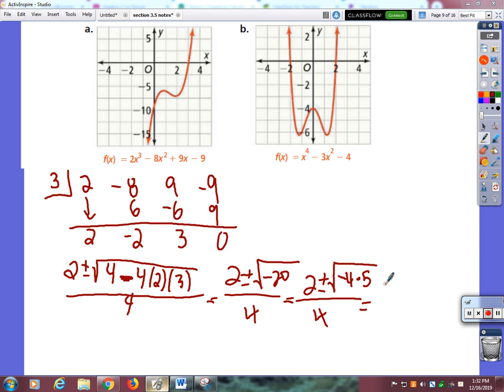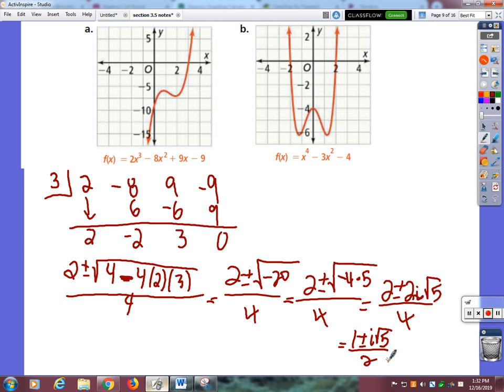2i, because it's negative. That's important. So 2 plus or minus 2i root 5 divided by 4. And then what do you notice about all these numbers outside the square root? They're all even, so I can reduce those. 1 plus or minus i root 5 divided by 2, which you can also split up into 2 fractions if you want and go 1/2 plus or minus i root 5 over 2. That's the same thing. All right?